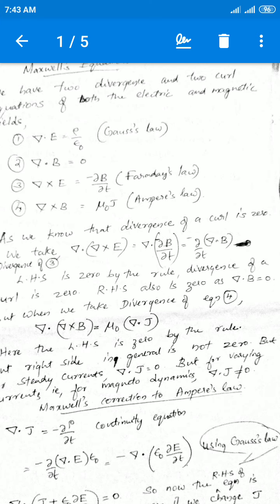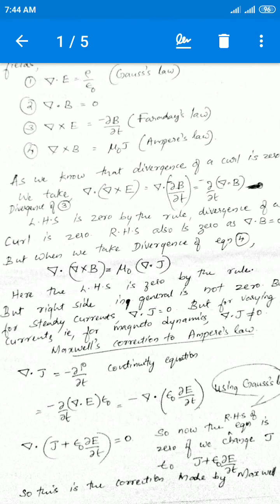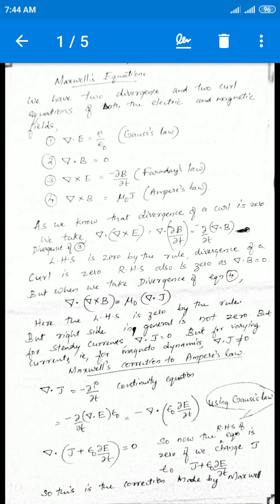So when you do the divergence of the curl equation, the third one, del cross E, then you get minus dou by dou t of del dot B, isn't it? So del dot B is already 0 from the second equation. So this equation is correct. Divergence of a curl is 0. We can say that the third equation is correct. The LHS is 0 by the rule that the divergence of a curl is 0. The RHS is also 0, because del dot B is equal to 0.